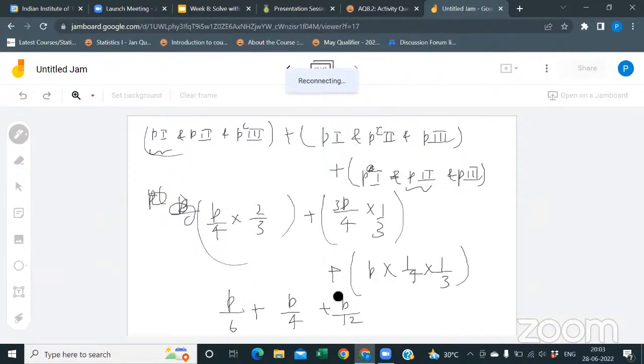This is also equal to P by 2, sir. Actually, it's reconnecting. I'm unable to write here.